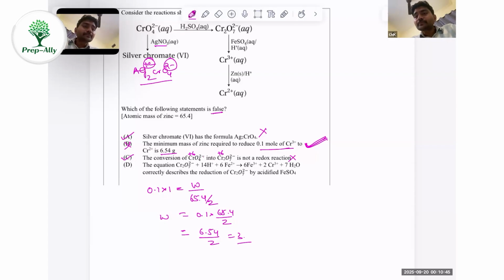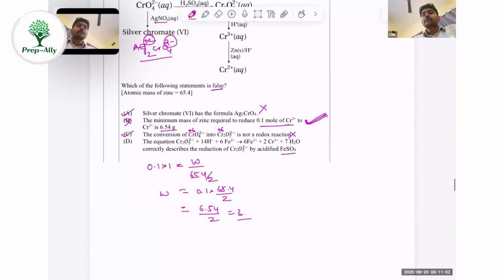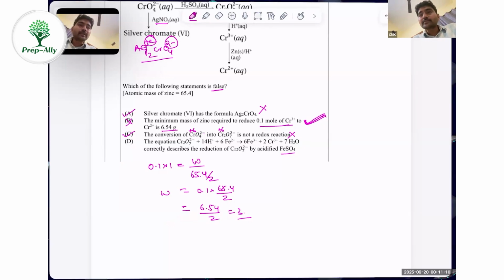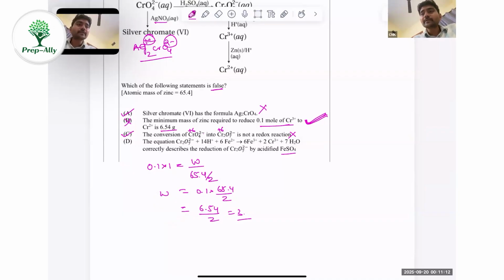The equation Cr2O7 2- + 14H+ + 6Fe2+ gives 6Fe3+ + 2Cr3+ + 7H2O. It correctly describes the reduction of Cr2O7 2- by acidified iron sulfate or ferrous sulfate. Now, if you balance this equation, it is already balanced. Iron 2+ is getting converted to iron 3+.